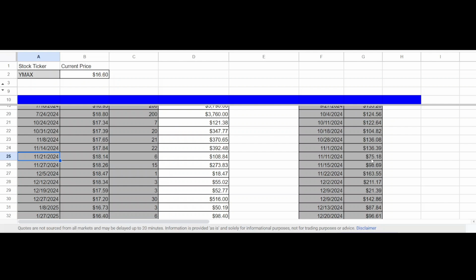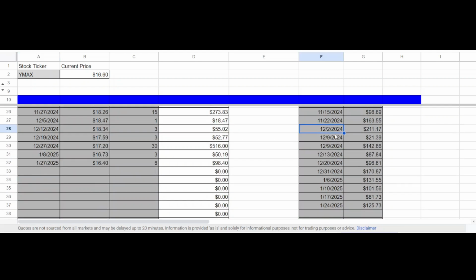Then in November, I've earned $136.39, $75.18, $98.69, and the last one in November was $163.55.